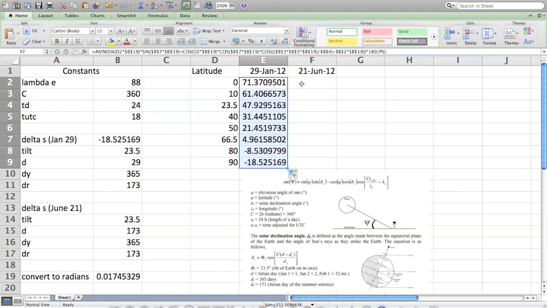So now I've got you started, you have to try to calculate this for June 21st. Before you do that, don't forget to calculate the solar declination angle, and please don't forget to convert to radians. Good luck!